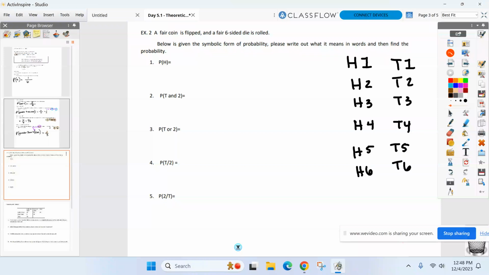How many options do I have? 12. So all my denominators should be 12 unless it's a given problem. Okay, all my denominators should be 12. All right, what's this telling me? We have to write this out in words now.